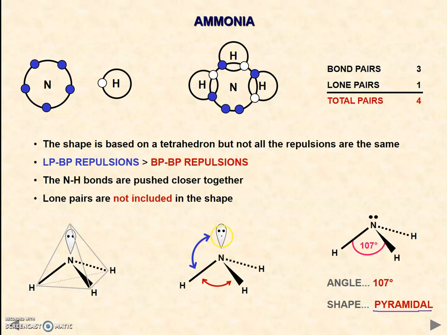Now, because of this increased repulsion between the lone pairs, so lone pair bond pair repulsion is greater than bond pair repulsion, this squeezes the bond angle between the hydrogens. The bond angle is squeezed down, and it is reduced by about 2.5 degrees relative to the tetrahedral, and that gives us a bond angle of 107 degrees.